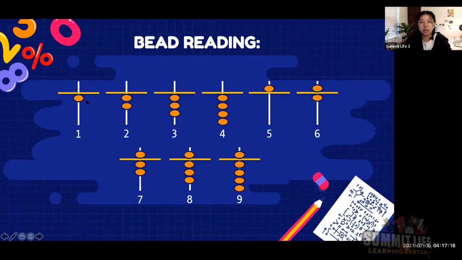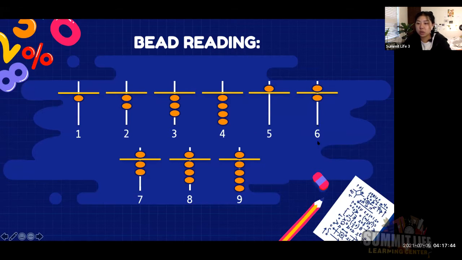All right, so if I were to write the number 1, I only put up 1 lower bead because that's 1. If I want the number 2, I put up 2 lower beads. If I want 3, I put 3 lower beads. 4, I put 4 lower beads. But we only have 4 lower beads, right? So if I want the number 5, I put down 1 upper bead. If I want the number 6, I need to combine an upper bead and a lower bead.